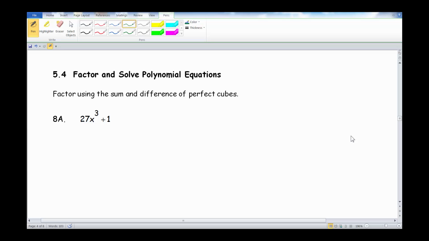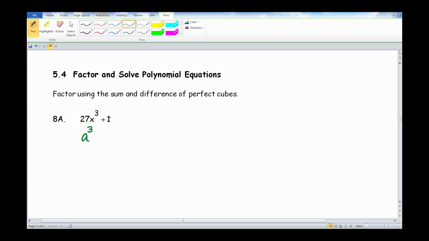Here we are at our Chapter 5, Target 4, Problem 8a. We're asked to factor using the sum and difference of perfect cubes. Now, in just looking at our problem, we do notice that we have this 27x cubed that is a perfect cube. Now, the number 27 is a perfect cube. Likewise, this x cubed is a perfect cube. So this whole combination of the first piece is, in fact, a perfect cube.